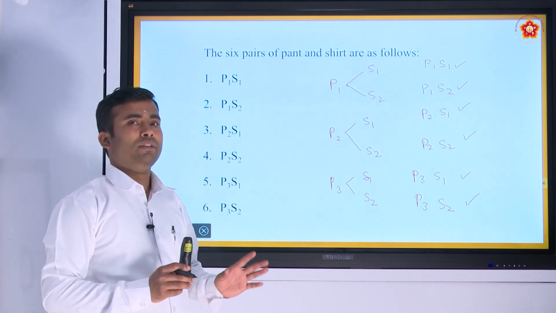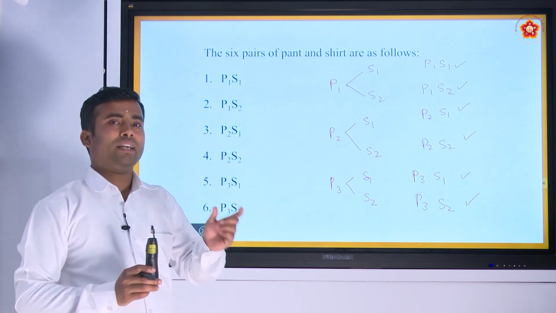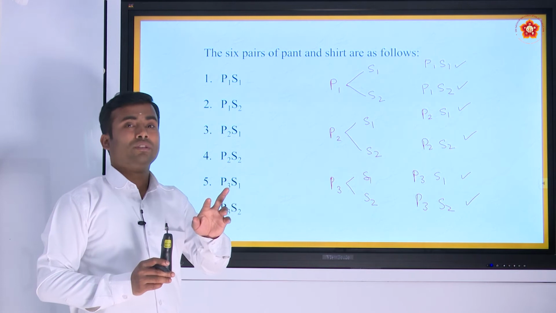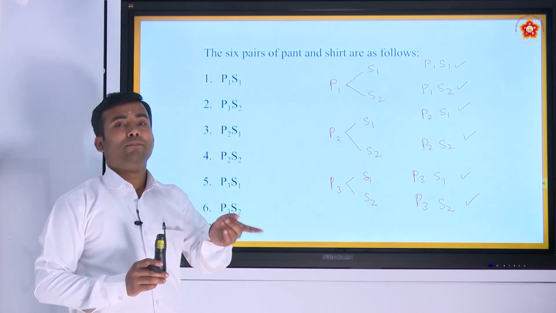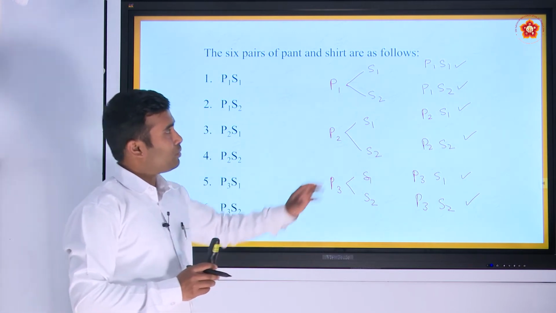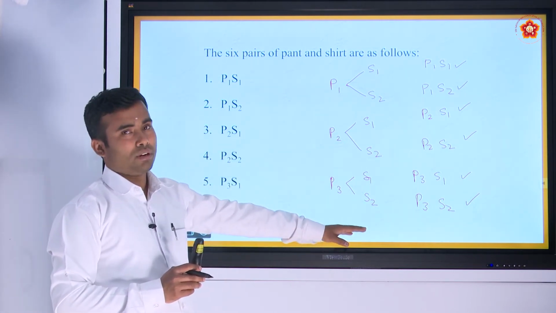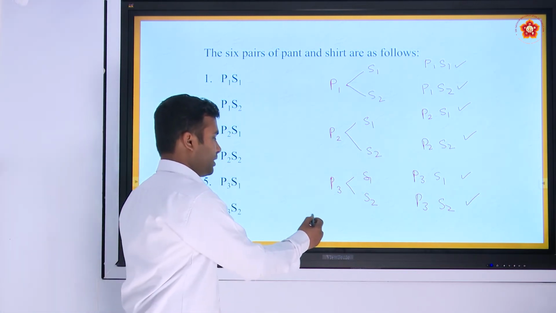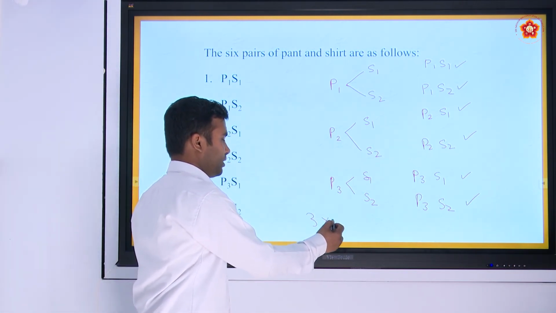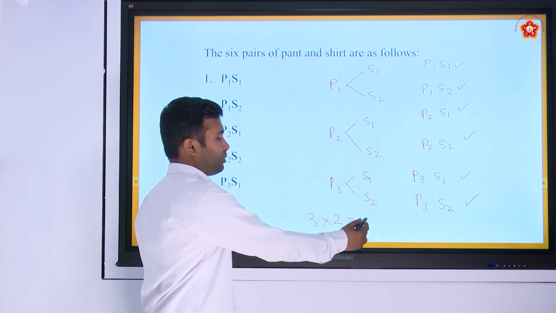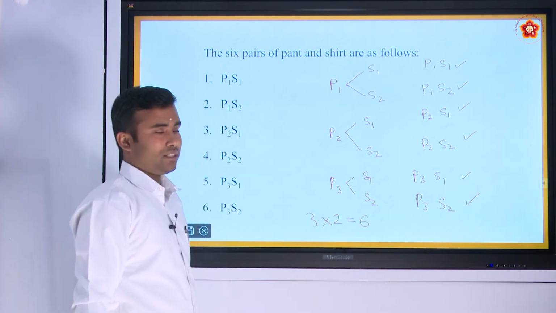If one event occurs in M ways and another occurs in N ways, then both together occur in M into N ways. That is what is happening here. Understand? So 6 possible pairs are possible. There are 3 pants and 2 shirts, so 3 into 2 will be 6.